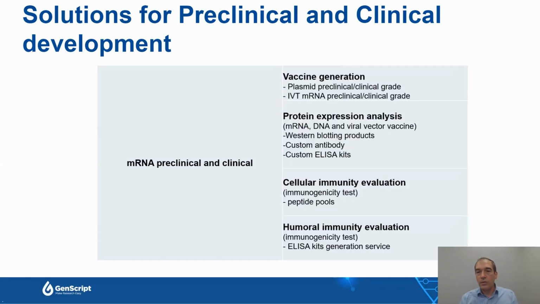Some of the solutions that GenScript can offer for you in the preclinical stage are, we can develop the molecules for you. As I mentioned, of course, we can produce the plasmids, preclinical grade plasmid. We can produce IVT mRNA preclinical grade at very high quality and purity. We can offer some of the tools that are needed for the analysis of protein expression levels, Western blotting tools, custom antibodies for various immunoassays, custom ELISA kits for detection. For cellular immunity evaluation, we can develop peptide pools and libraries for you, and we can also develop ELISA kits for humoral immunity evaluation.